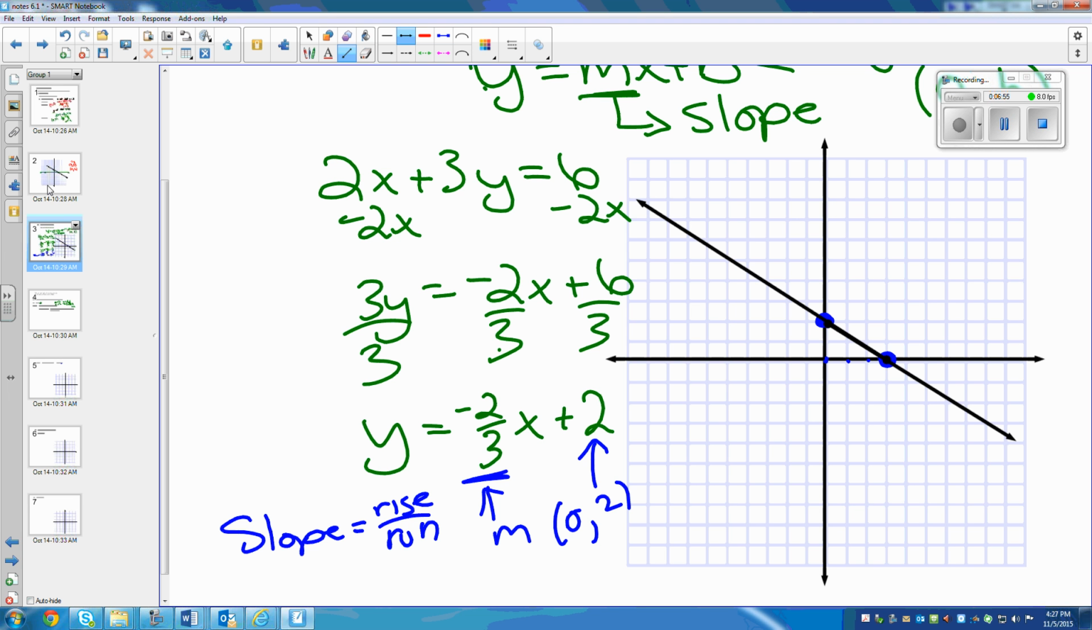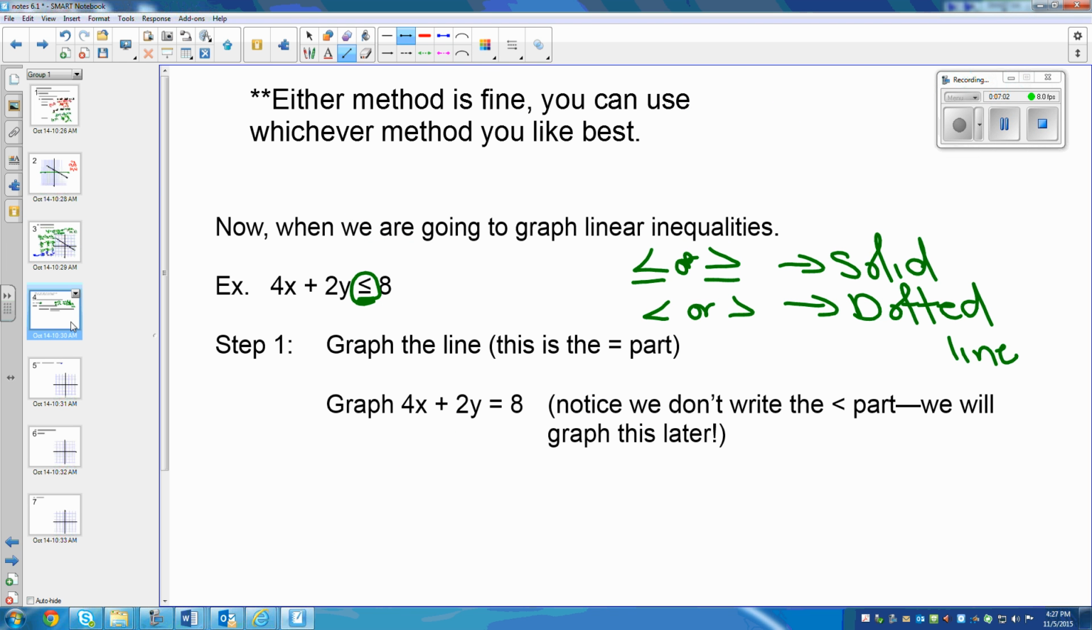Now we're going to move into inequalities, right? So graphing inequalities. So as we move forward, I want to make note. Look here, we do not have an equal sign. We now have an inequality. This is why it's called graphing linear inequalities, not graphing lines. Okay, so there's your inequality.